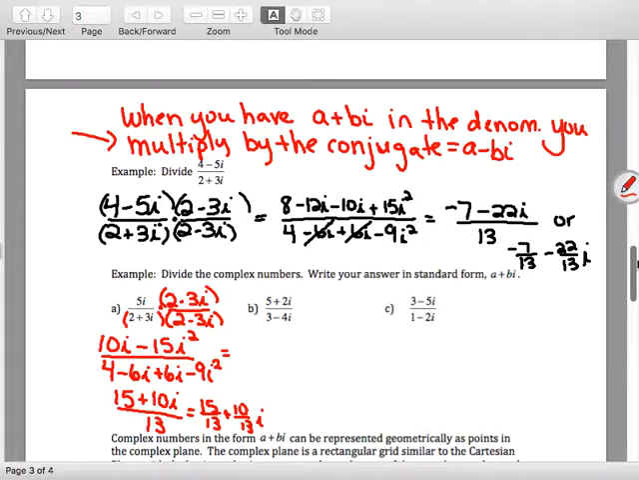All right, so go ahead and do the next 2 if you haven't already. And just to make sure you do it correctly, you multiply by the conjugate. So a minus bi has a conjugate of a plus bi. a plus bi has a conjugate of a minus bi.